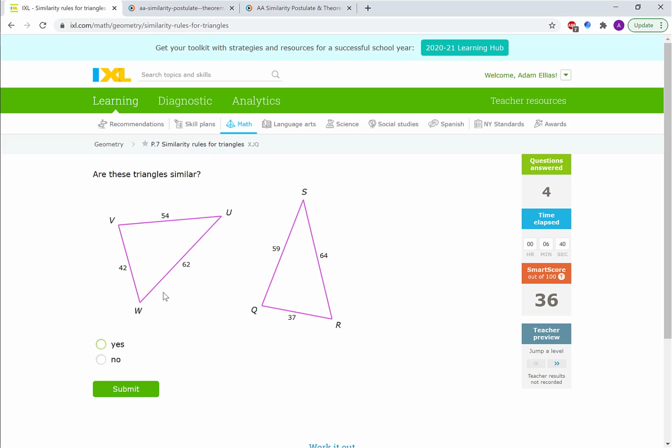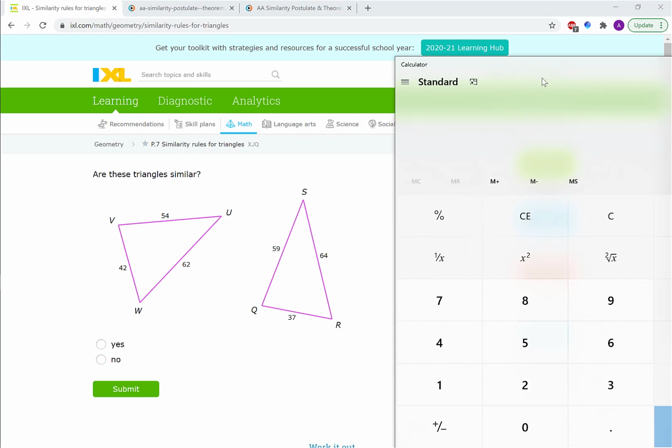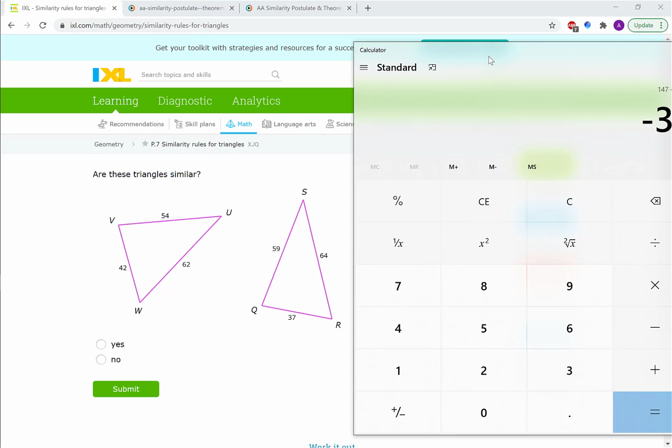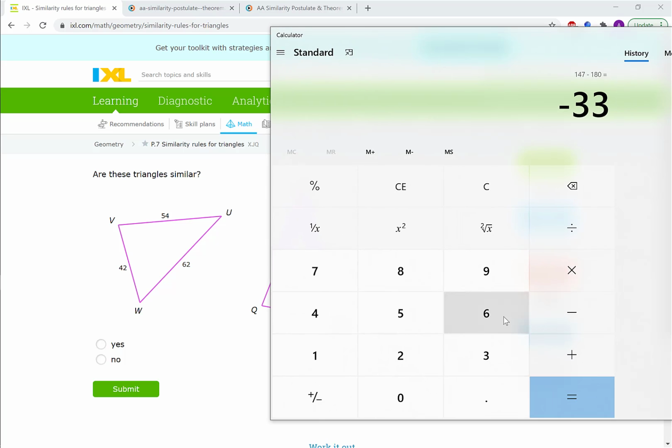This is going to be an example of side, side, side. So this is where you would just make a proportion out of your matching sides. So big to big, small to small, and then whatever's left to whatever's left, meaning medium to medium. So I'll do 62 and 64. So 62 divide 64. So 0.96. Everything should have that ratio.